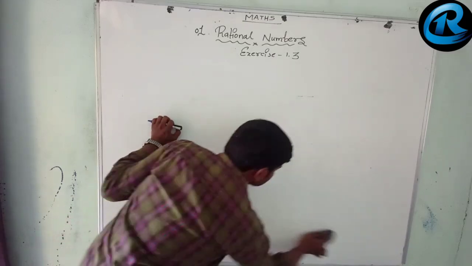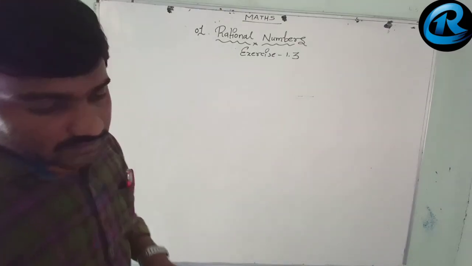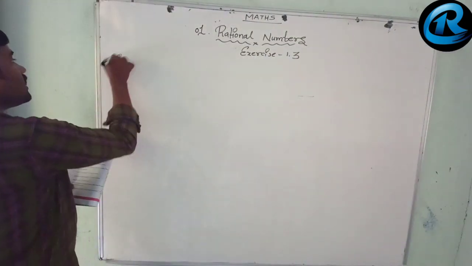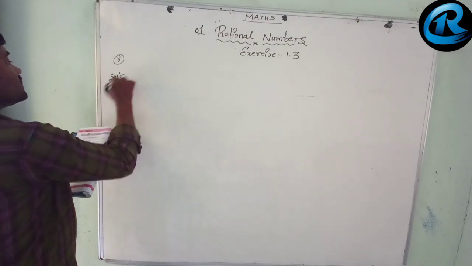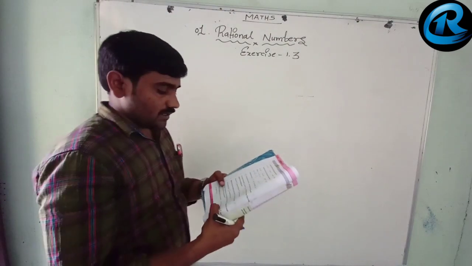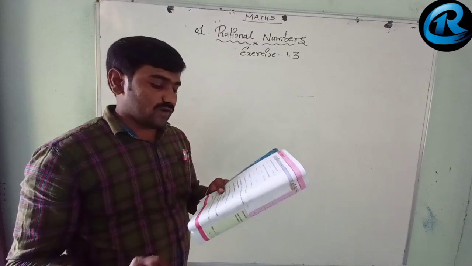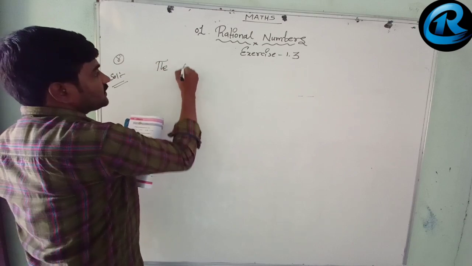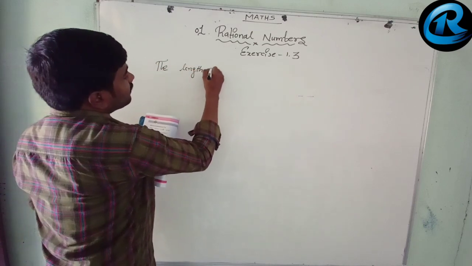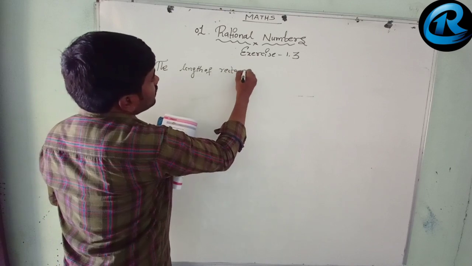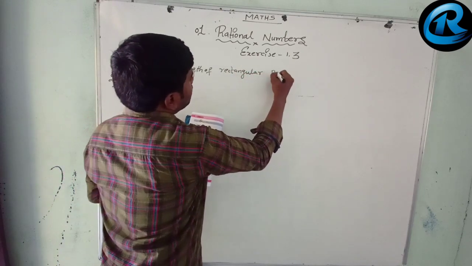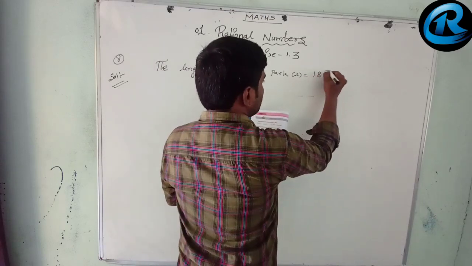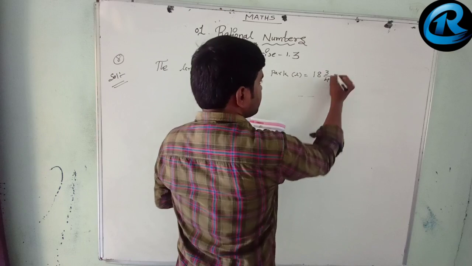Question number 8, 9, 10. Only 3 questions. Already the 11th question we discussed. Question number 8 is a very simple question. As you people have been learning for many years, the area of a rectangular path we have to find. The length of the rectangular path L is equal to 18 whole 3 by 4 meters.